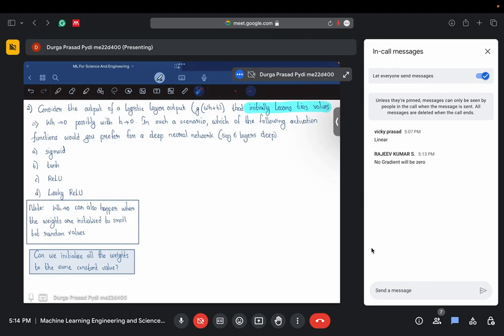In such a scenario, what could happen is it will learn only the values of B to match the input with the output, and then it will make WH equal to 0, where H can actually tend to 0. Essentially all the hidden layer outputs will be going to 0. In such a scenario, which of these activation functions would you prefer for a deep neural network?